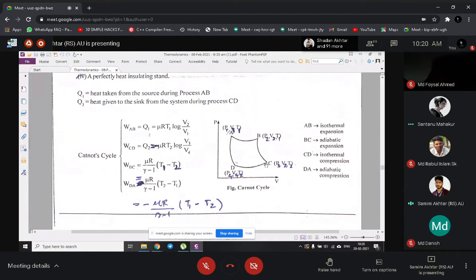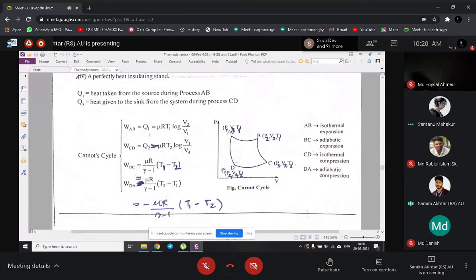And whenever you go from point C to D, this is the opposite case to A to B, right? So this is the isothermal compression, and the expression for the isothermal compression is similar. And whenever you go from D to A, this is the opposite of B to C, that means the adiabatic compression. And B to C is the adiabatic expansion.